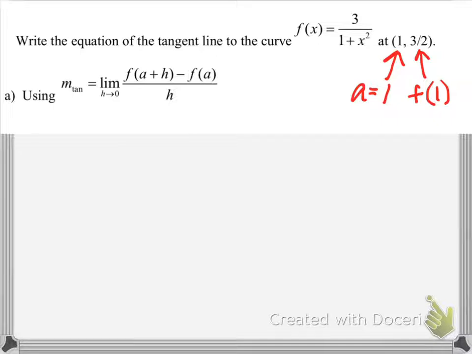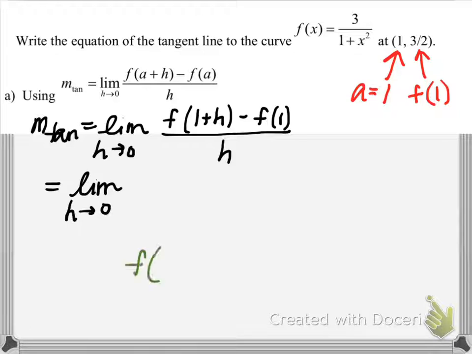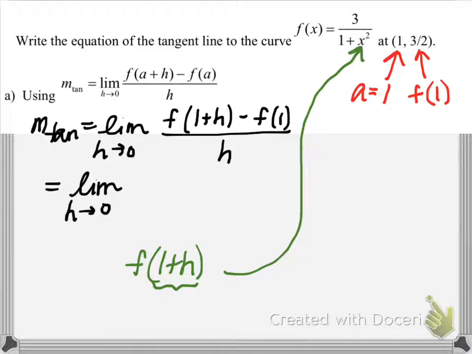So let's start by inputting our a value for the limit. So we have the limit as h approaches 0 of f of 1 plus h minus f of 1 all divided by h. And at this point we really need to think about the algebra we're being asked to compute here. So a reminder of what f of 1 plus h is indicating for us to do. This is telling us that we want our input to be 1 plus h. So essentially we're substituting 1 plus h into our function in place of the x. So f of 1 plus h will end up being 3 divided by 1 plus the quantity 1 plus h squared when we do that portion of the limit.